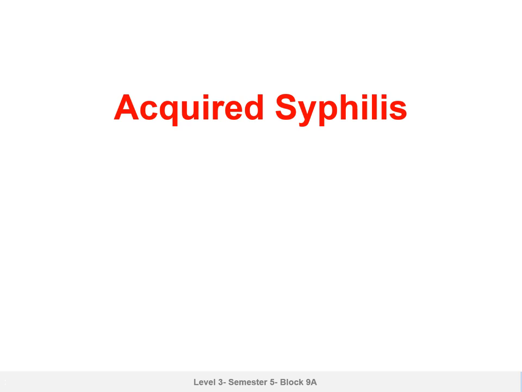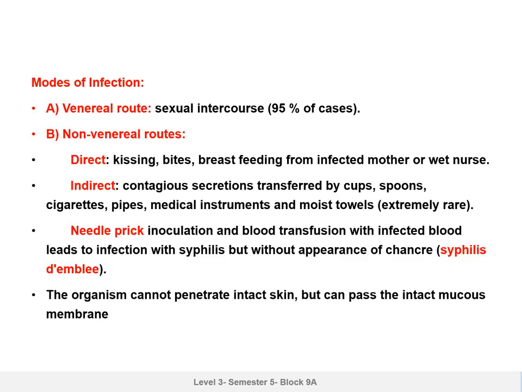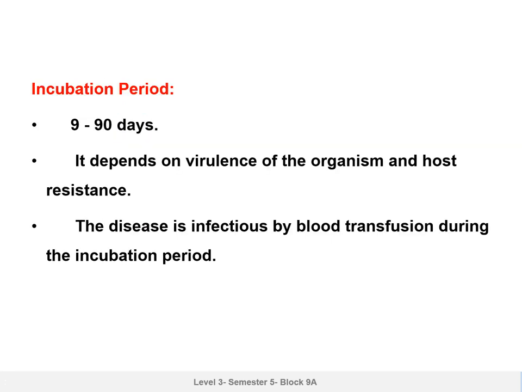Acquired syphilis, mode of infection: sexual intercourse, or non-venereal, like direct or indirect contact with secretions, or needle prick, and it is a very, very weak organism. The incubation period is 9 to 90 days.